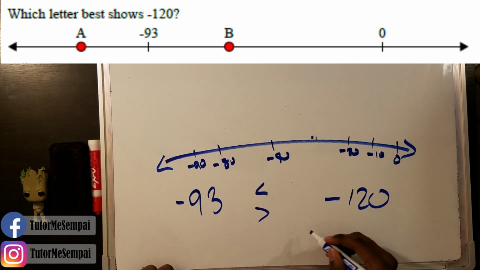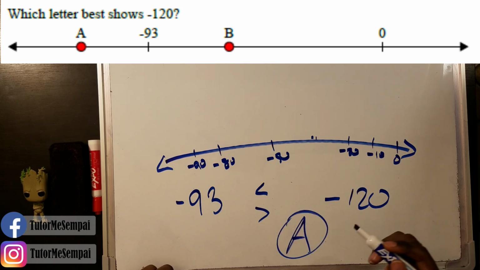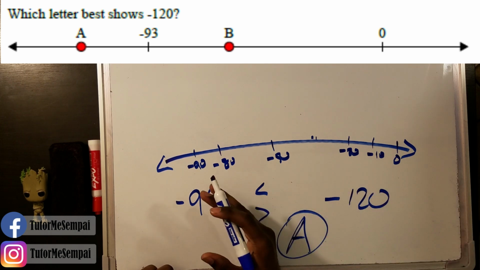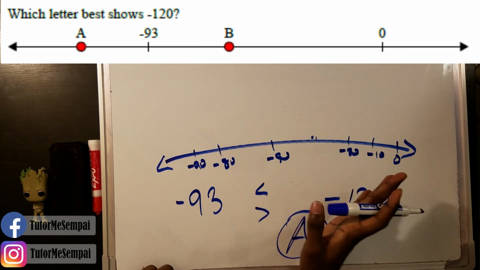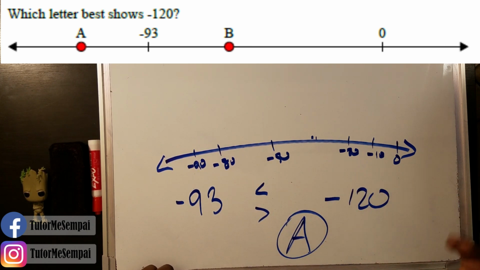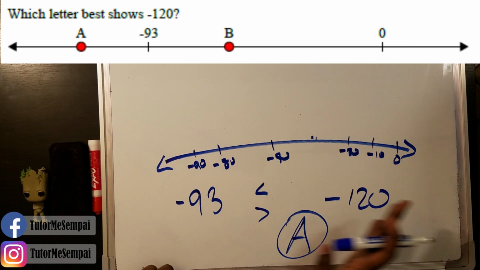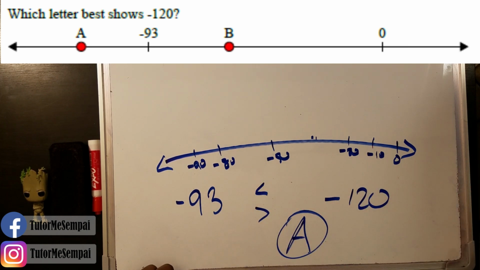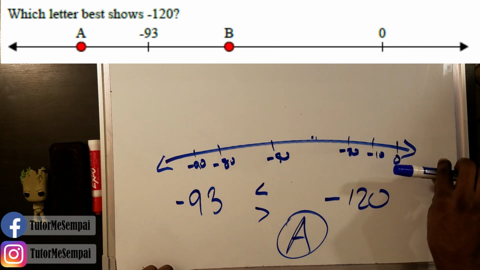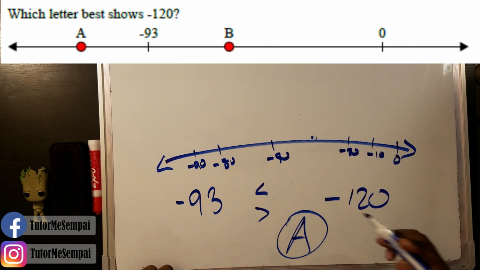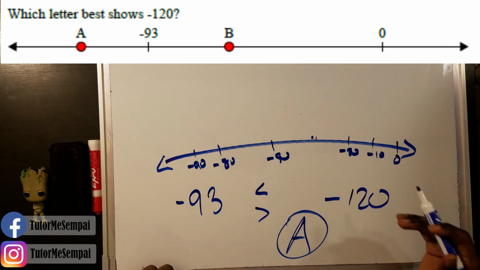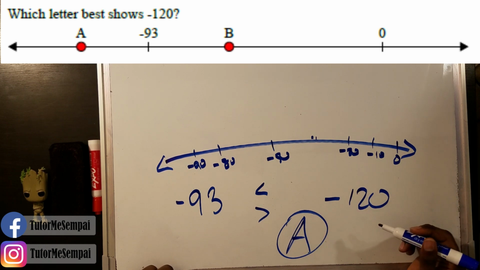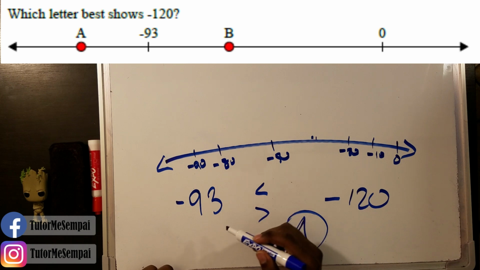So this is going to be A, because our point at A is going to be further negative than our -93. B is too far to the right. It's actually bigger than -93 because we're getting closer and closer to 0. As you go to the right, you're getting bigger. So we don't want B because we're trying to find -120. -120 is less than -93.